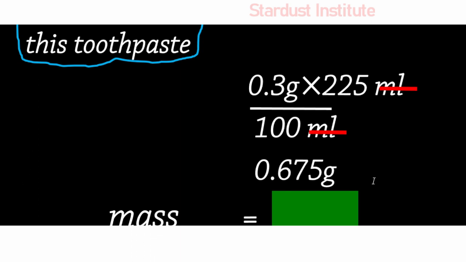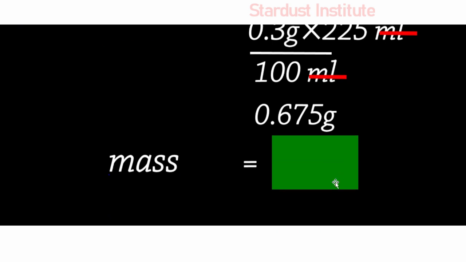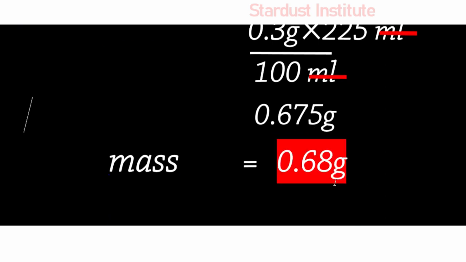But 2 decimal places are enough for our answer. Therefore, we can write our answer in this way, 0.68 grams.